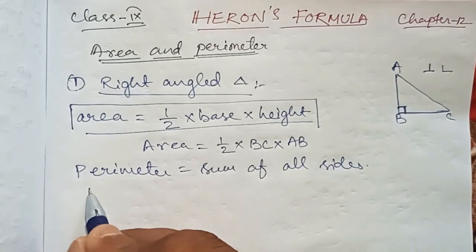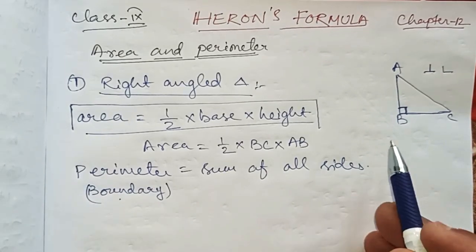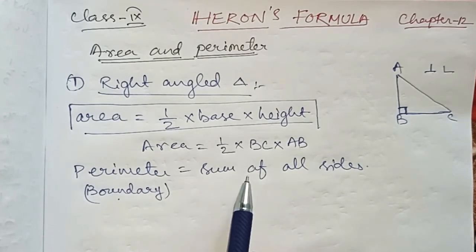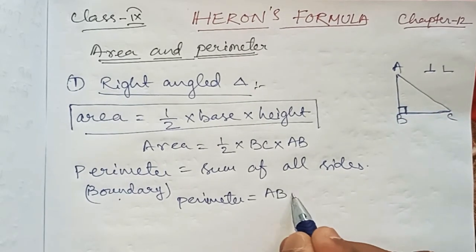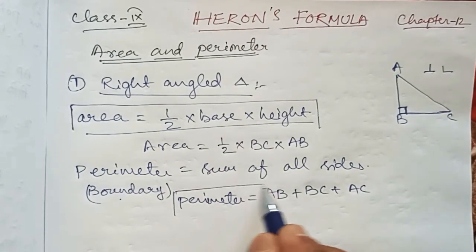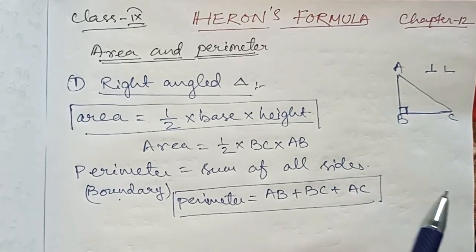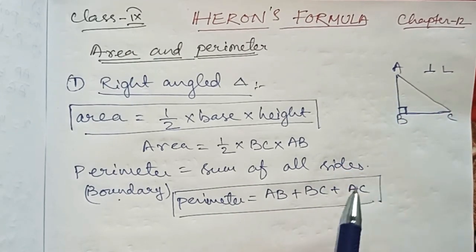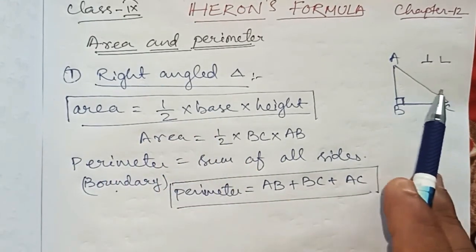What do you mean by perimeter? Perimeter means the boundary of any figure. Any figure, that means either square, rectangle, triangle, if it is given and you have to find out the perimeter, just add their sides. So here the perimeter will be AB plus BC plus AC, the sum of three sides or the sum of all sides. Whenever it asks to find the perimeter of any figure, just add the sides of the figure and you will get its perimeter. So this is all about area and perimeter of a right angle triangle.